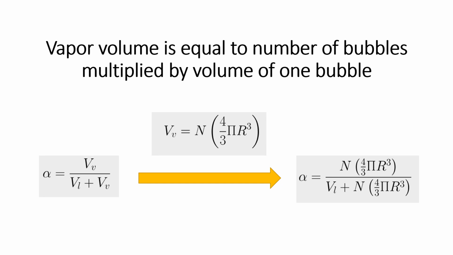And if I multiply by the number of bubbles, then I'll get the total vapor volume, right? So I'll substitute this total vapor volume, that is N, the number of bubbles, into the volume of one bubble, 4 upon 3 pi r cube, in this equation. So the equation changes as seen on the right hand side. You are substituting the vapor volume both in the numerator as well as in the denominator.